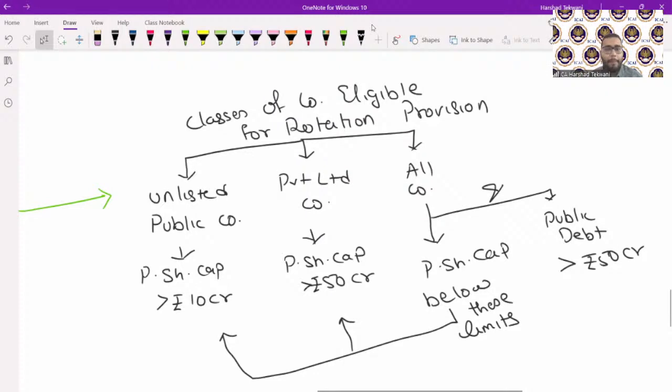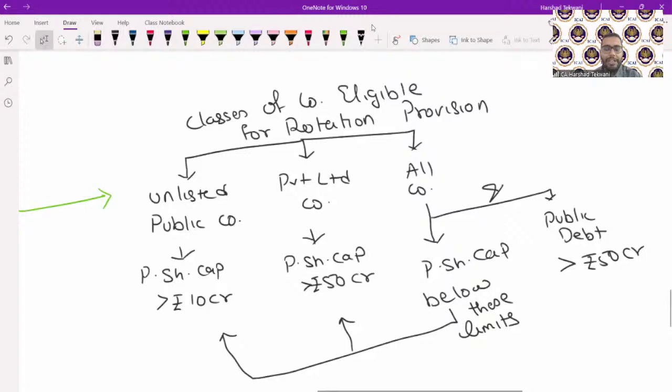Subsection 5 is the appointment in case of a government company, or a company owned or controlled directly by the central government, which will be till the conclusion of the annual general meeting. So there is a specific subsection 139(5) which starts with "notwithstanding anything contained in subsection 1."